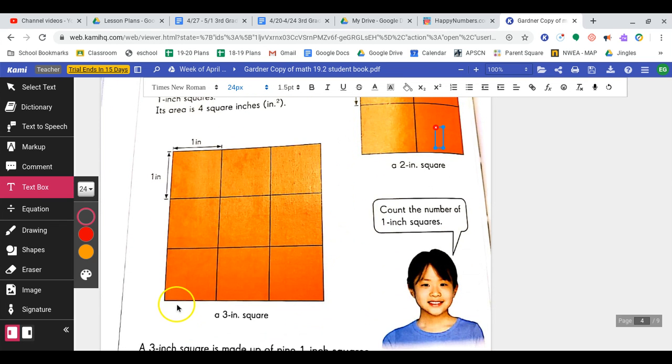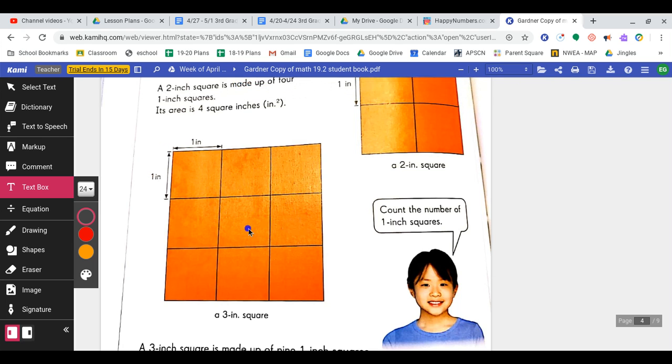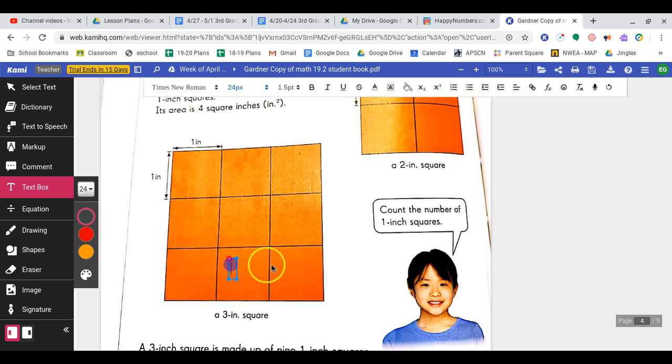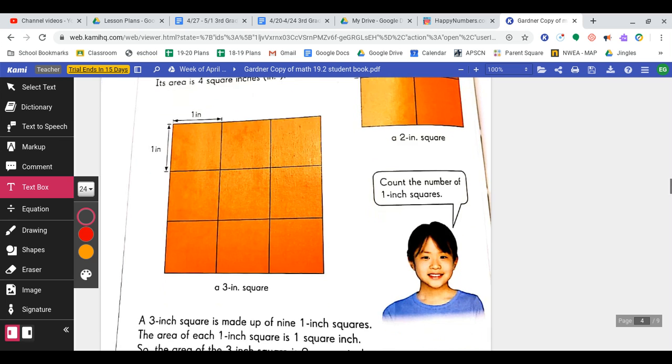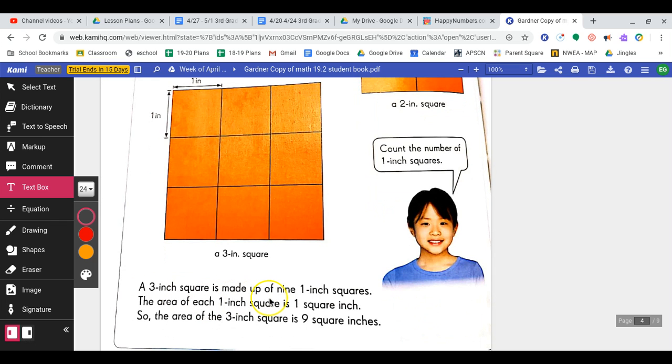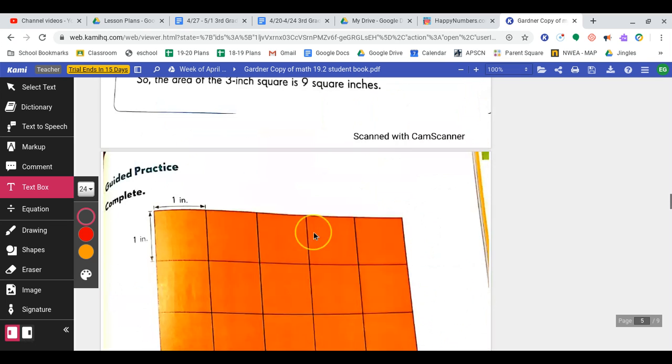So this one is a 3-inch square, meaning it's 3 inches across this way, 3 inches across this way. To find the area, we multiply or count up the tiles. 1, 2, 3, 4, 5, 6, 7, 8, 9, or 3 times 3 equals 9. A 3-inch square is made up of 9 1-inch squares. We would call the area 9 square inches.